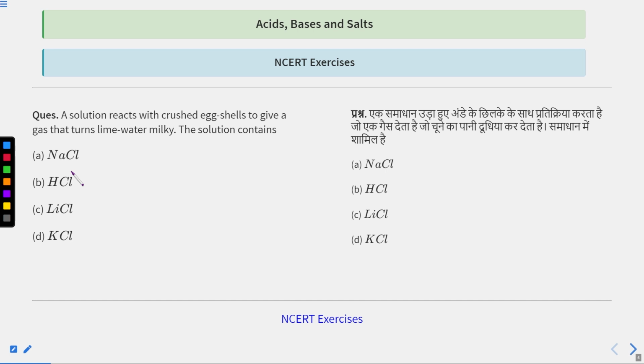Let's move to question number 2. I hope you are very clear on how we can write the answers to these questions and how we can solve them. The question is saying that a solution reacts with crushed eggshell. Eggshell contains calcium carbonate.